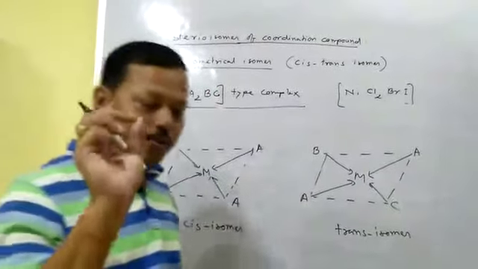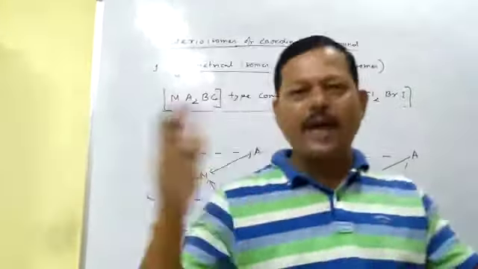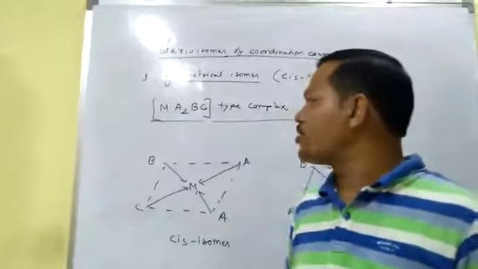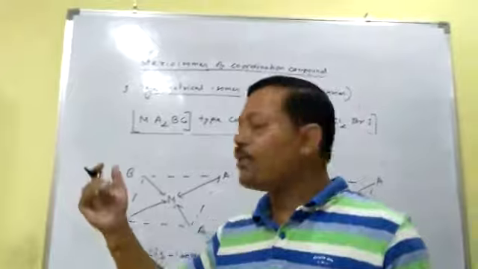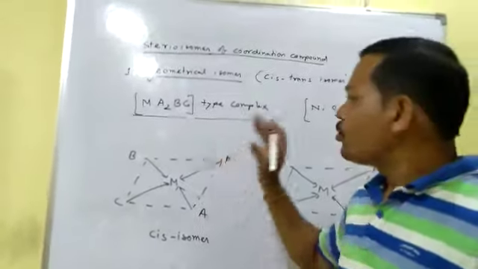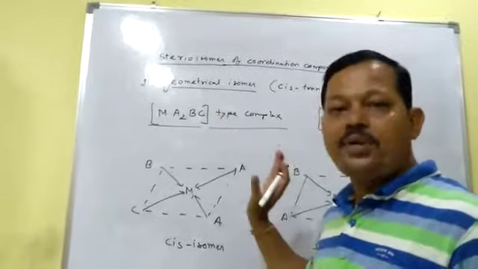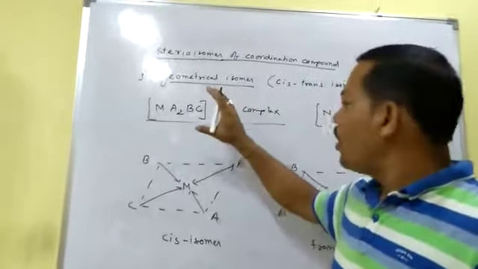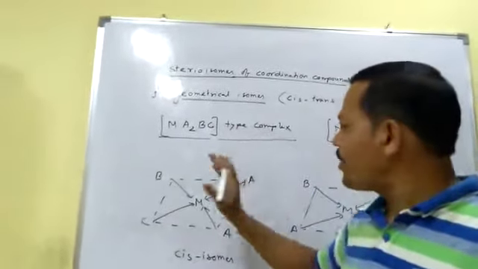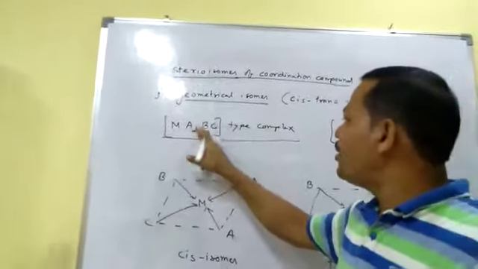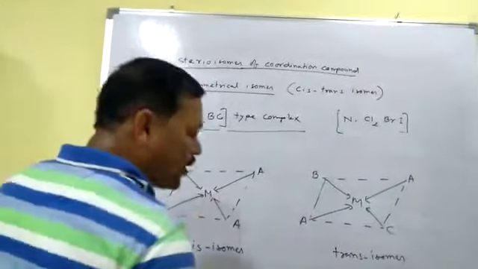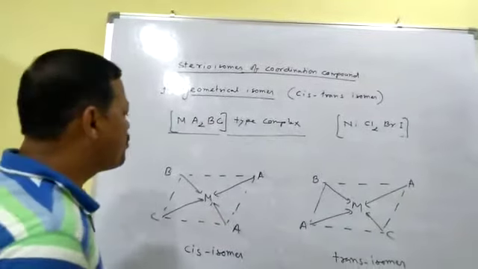So always remember one thing, there are a number of types of complexes, MA2B2 type, MA2BC type, MABCD type, but not all complexes can show geometrical isomers. So I will show you only those types which can show it. For example, MA2B2 type can show this type of cis trans, MA2BC type can show this type of cis trans isomer. So every type of complex cannot show cis trans isomer.